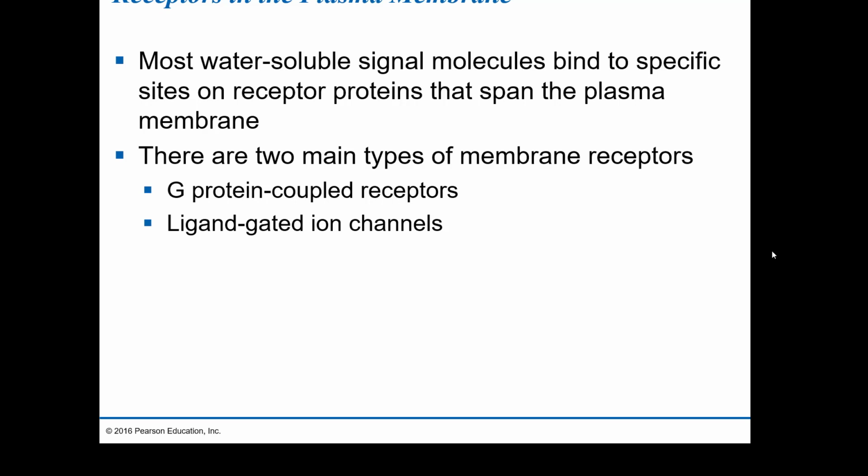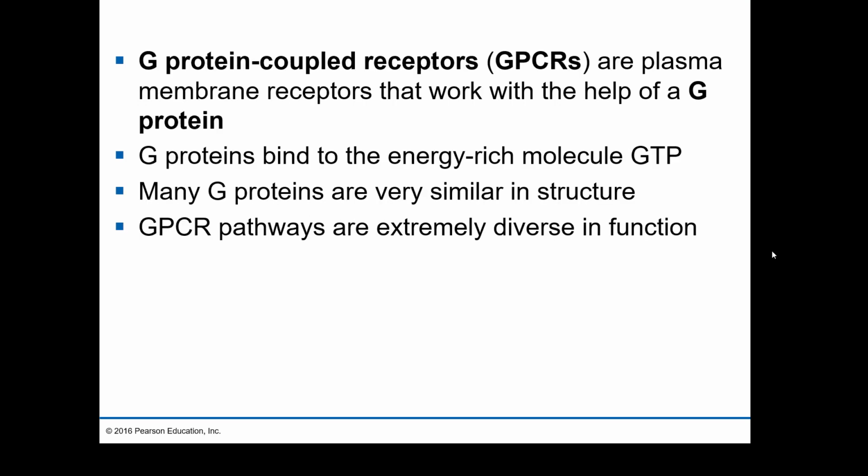There's 2 main types of membrane receptors. There's G protein coupled receptors and ligand-gated ion channels. G protein coupled receptors are plasma membrane receptors that work with the help of a G protein. And G proteins bind to the energy-rich molecule GTP. So like how we were talking about ATP before, this is GTP. Many G proteins are similar in structure, and the pathways are very diverse, though, in function.